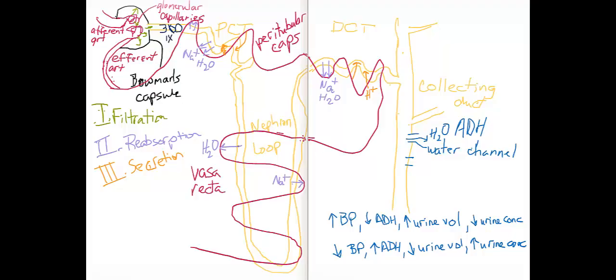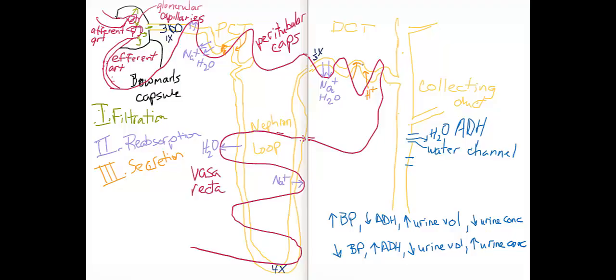Then as we go through the descending limb of the loop of Henle, or the nephron loop, we know that only water's being removed, so we're concentrating, right? And by the time we get down here, we're about 4 times as concentrated as we were up in the proximal convoluted tubule. Then as we move back up and we're only removing sodium, we're going to get much, much less concentrated. And in the entrance to the distal convoluted tubule, we're only about 1/3 as concentrated.